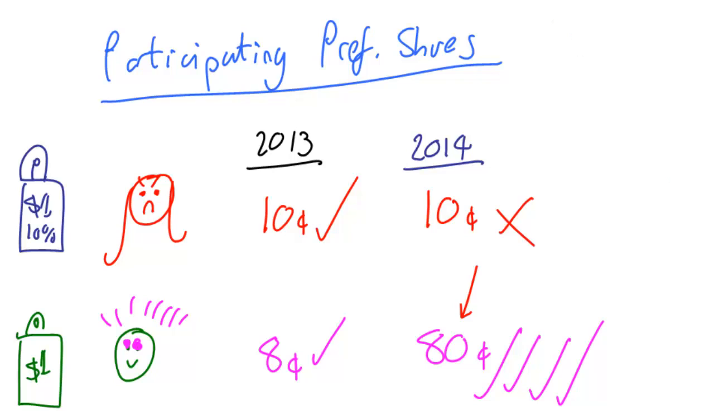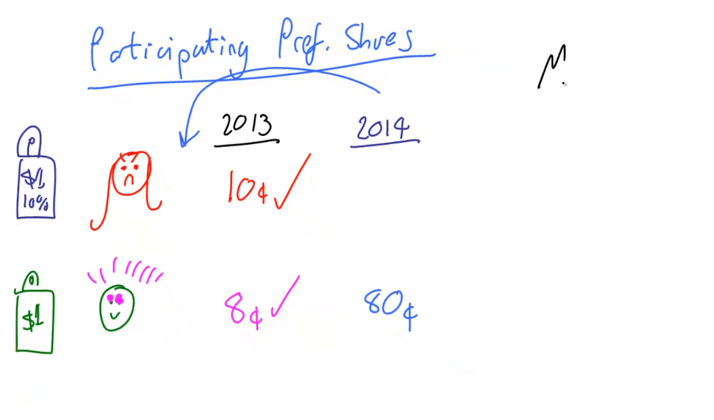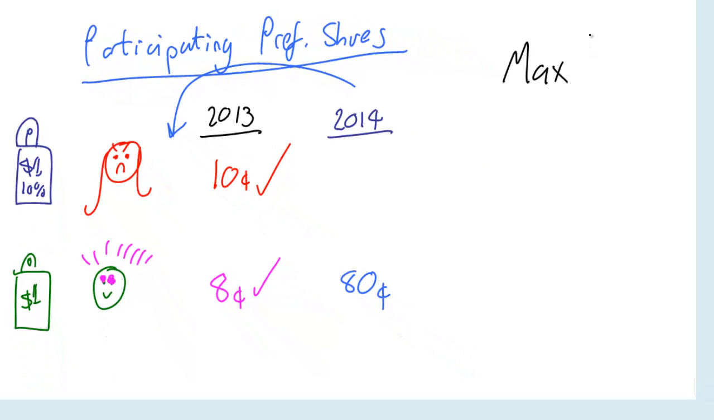Well, she goes back in time 2 years in a time machine, and she decides to buy a participating preference share. Because she knows what's going to happen. She knows that he's going to get 80 cents here. She gets 10 cents the first year, he gets 8. She knew that, so she's okay with that. And then the next year, she's arranged for her participating preference share to participate in some part of the profits.